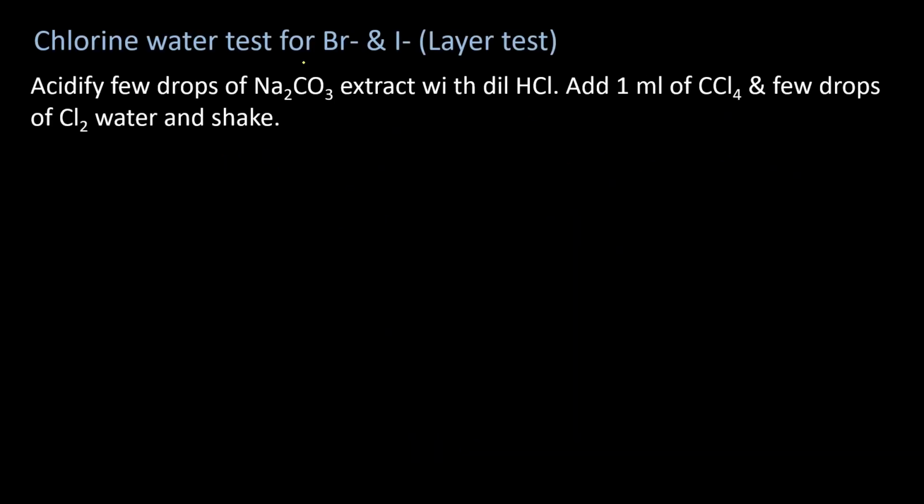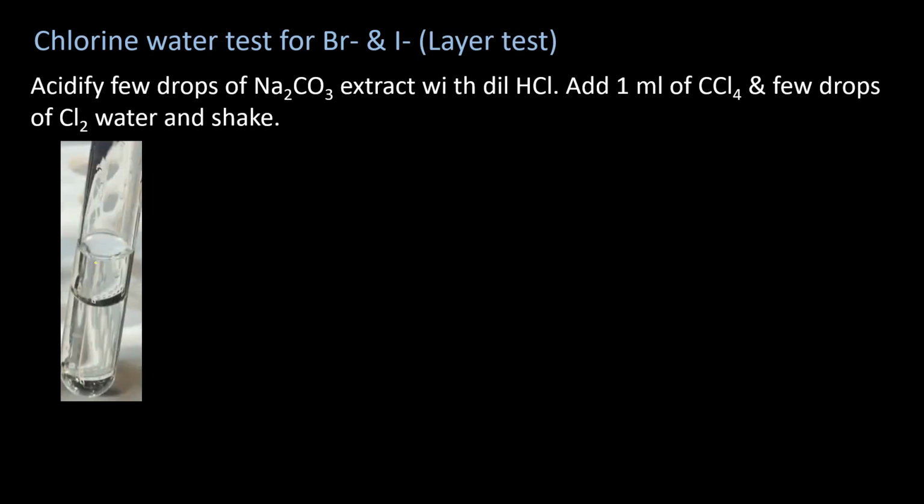Now coming to the chlorine water test for bromide and iodide. This is also known as the layer test. Acidify a few drops of sodium carbonate extract with dilute hydrochloric acid. Add 1 milliliter of carbon tetrachloride and a few drops of chlorine water and shake. So here we have taken this sodium carbonate extract, which is already acidified. This is the aqueous solution, and here we have added carbon tetrachloride, that is an organic solvent. So we can easily see the two layers, one is the aqueous layer, one is the organic layer.